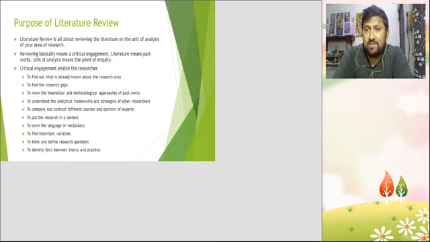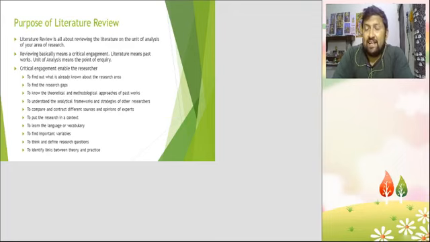That means the researcher should not repeat the work. The researcher must know what is the updated knowledge on that specific area. Primarily, the researcher is trying to avoid the repetition. So that's why the researcher needs to know the updated knowledge on that area.